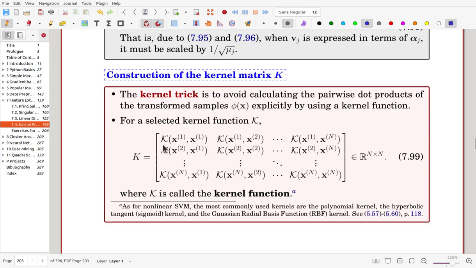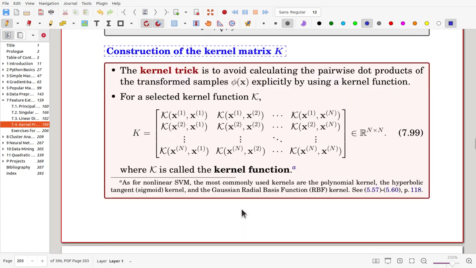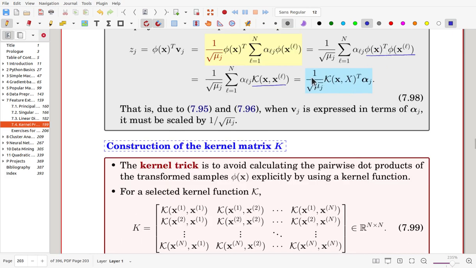So rather than explicit expansion and dot product, we use a kernel function to get the kernel matrix. And here the curly k is a kernel function you choose. As for nonlinear SVM, you can choose the kernel function from polynomial kernels, hyperbolic kernels, and also Gaussian kernels. Here we can use the kernel trick. That's the beauty: rather than explicit expansion, you can finish the computation very effectively.